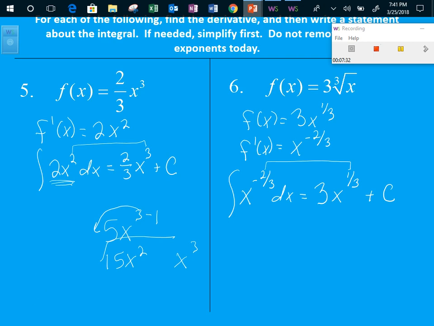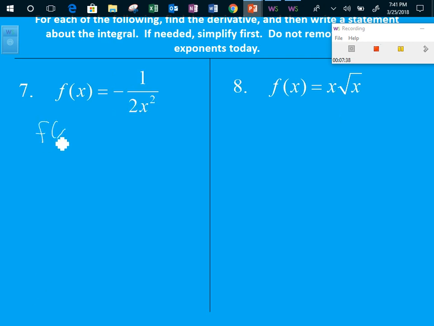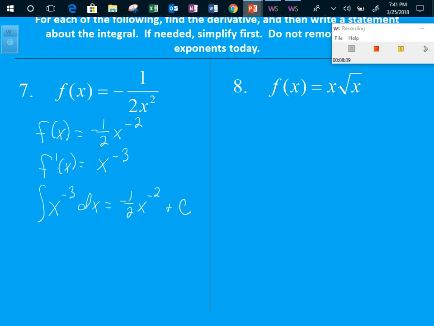Here's our number 7. I'm going to think of this as negative 1/2 x to the negative 2nd before I do anything. Let's go find our derivative. So it looks like negative 2 times 1/2 is positive 1 x to the negative 3rd. Here's my true statement. The antiderivative of x to the negative 3rd dx is negative 1/2 x to the negative 2nd plus c.